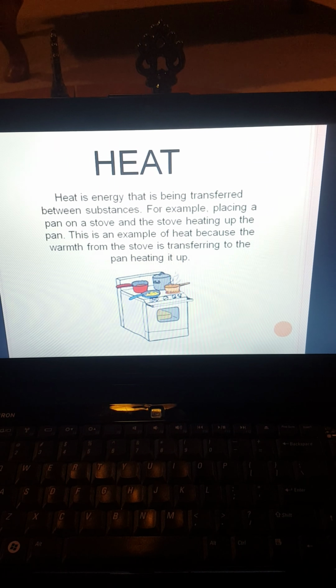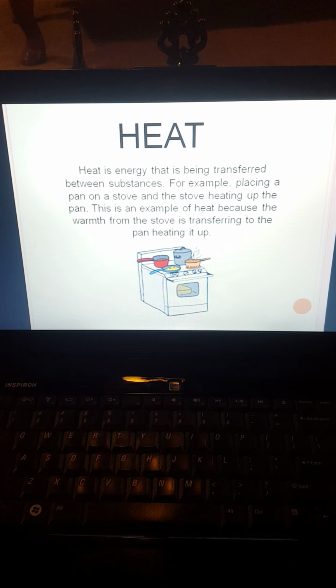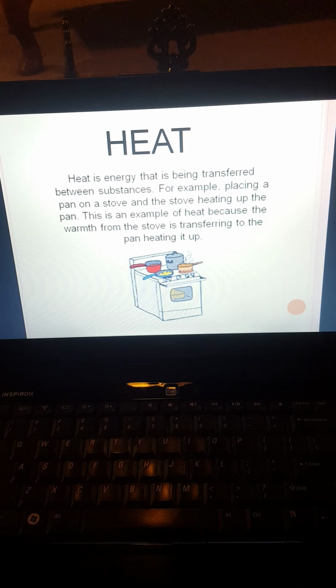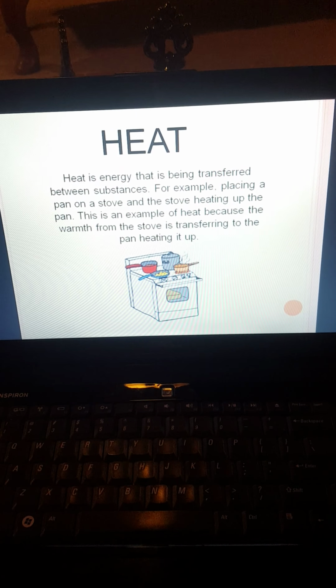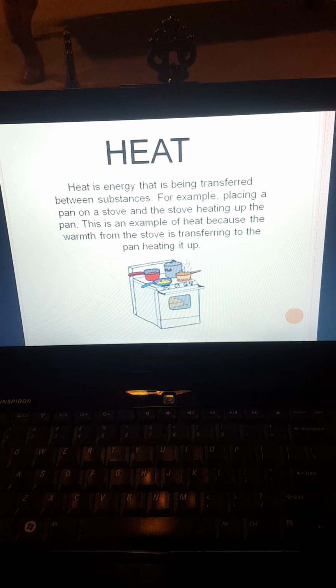Heat. Heat is energy that is being transferred between substances. For example, placing a pan on a stove and the stove heating up the pan. This is an example of heat because the warmth from the stove is transferring to the pan, heating it up.